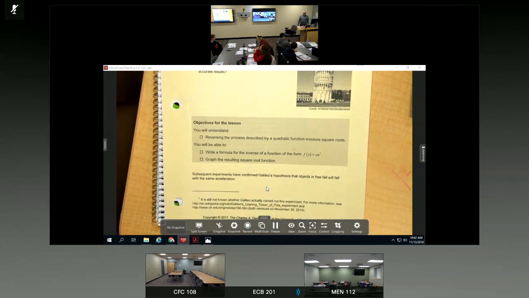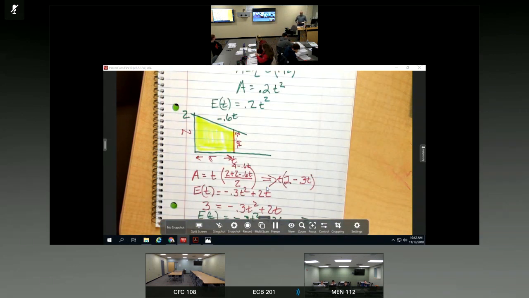Bottom of the page. Subsequent experiments have confirmed Galileo's hypothesis that objects in free fall will fall with the same acceleration. Now, it says at the bottom there, it is still not known whether Galileo actually carried out his experiment. I don't know. I just thought he did. I thought he wrote about it. But I don't read Italian or Latin, so I don't know.